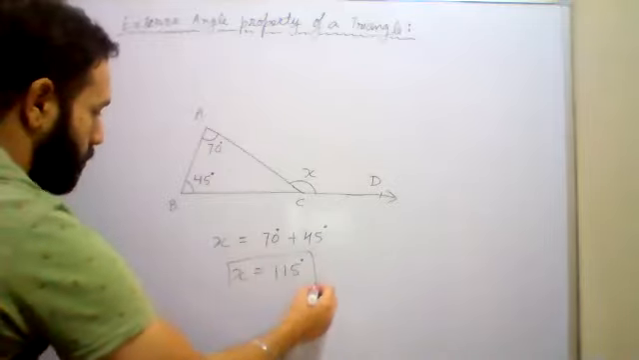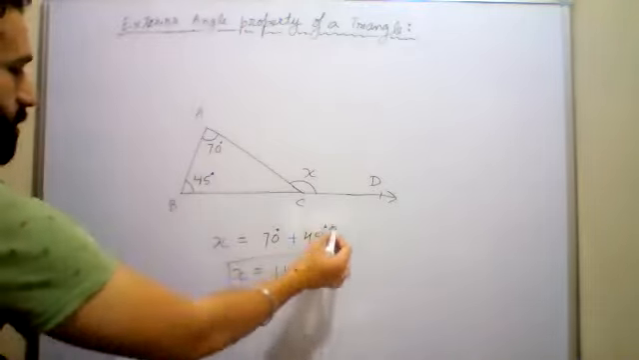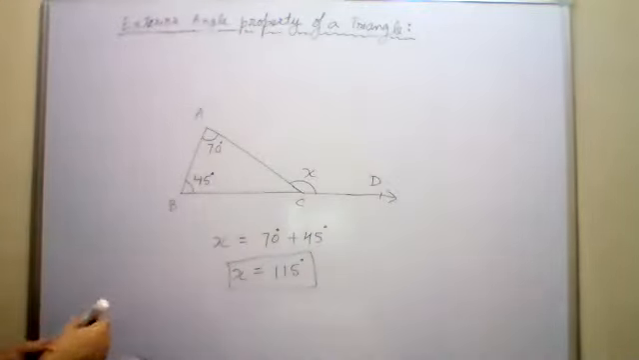What is the property used here? Which property have we used? We have used the exterior angle property. Very simple thing. Understood, everyone?